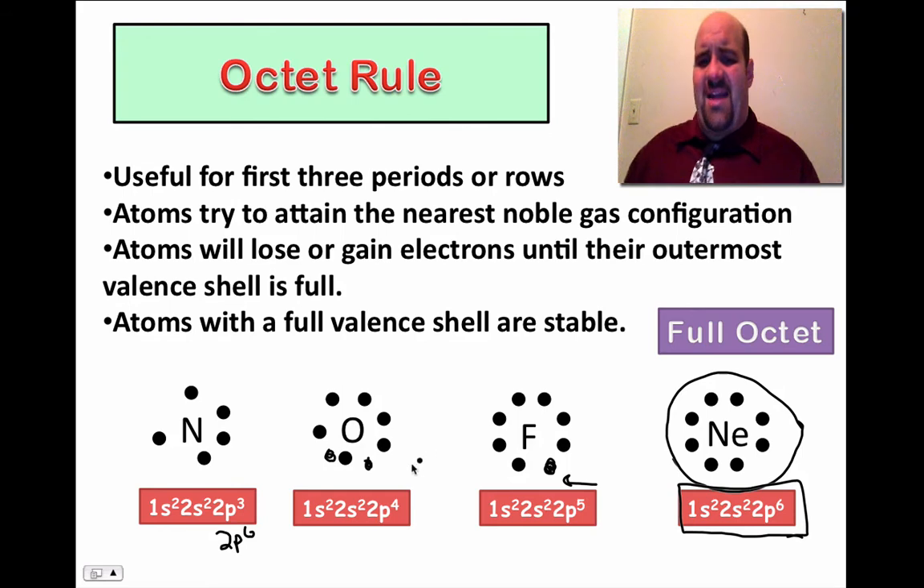So that's generally the octet rule, saying that atoms want to lose or gain electrons until they're like the noble gases, until they have 8 valence electrons. And it works really good for the first 18 elements or so.